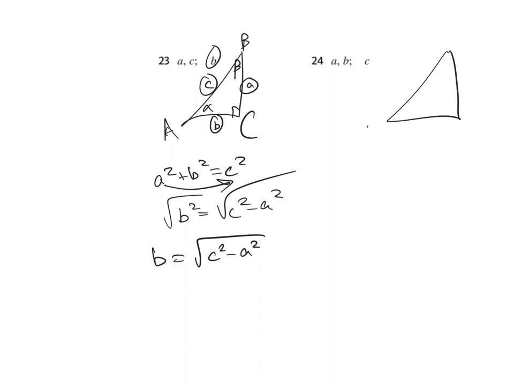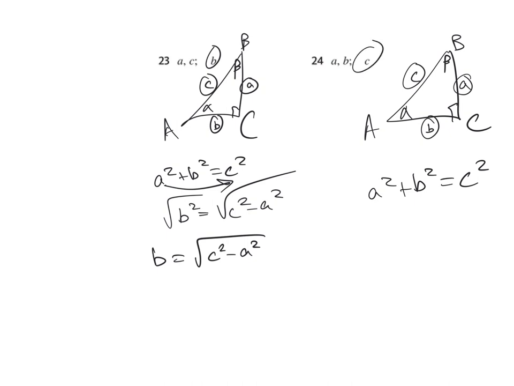Same thing on 24, A, alpha, B, beta, and little b, little a, big C, little c. So we have little c, little b, little a. Again, same thing, A squared plus B squared is equal to C squared. And we're solving for C here, so C is equal to the square root of A squared plus B squared. All right.